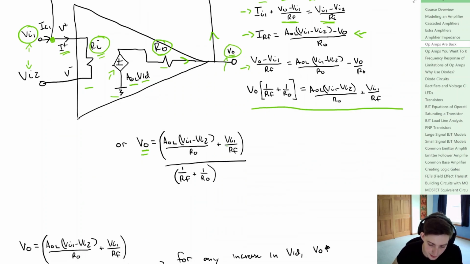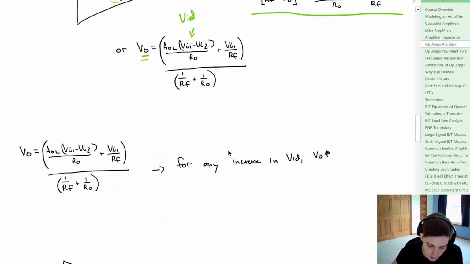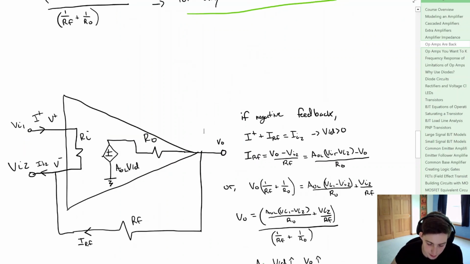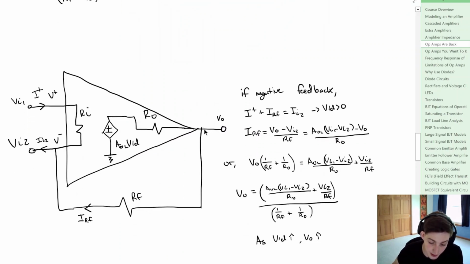Now, we know that this term here is equal to VID, or our differential input voltage, and what we can really say is that for any increase in that differential voltage, well, we know that this term's not going to be negative, so for any increase here, the output voltage is also going to increase. Now we're going to jump ship and go to the negative feedback network, so it looks a little bit similar. We set up the same KCL around the node here. Now if we carry through as we did before, we end up at this equation here. And again, what we see is that if the differential input voltage increases, then our output voltage will increase.